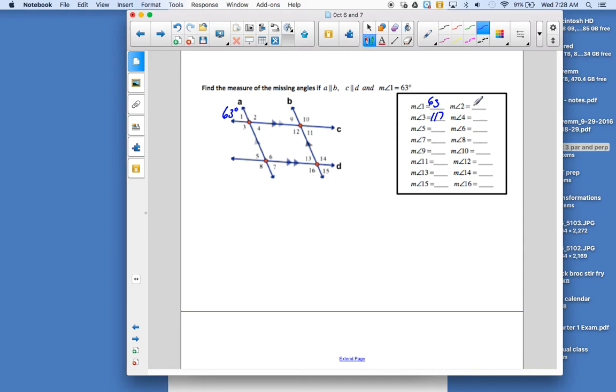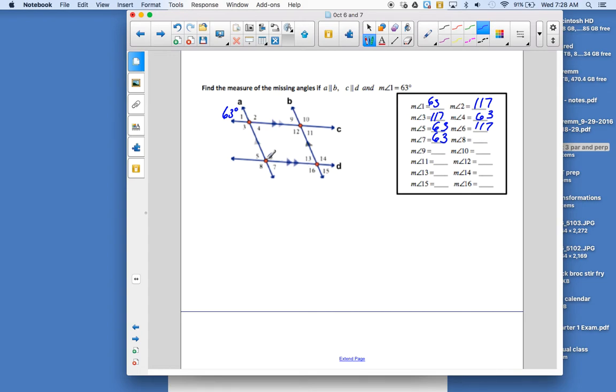So that would make angle 2, which is vertical to angle 3, that must be 117. And angle 4, which is vertical to angle 1, must be 63. Okay, angle 4 to angle 7, those are corresponding angles. So angle 7 and angle 4 are the same measure. And let's see, angle 2 and angle 6 are corresponding. So angle 6 has to be 117. And let's see, angle 5 and angle 1 are corresponding. So angle 5 is 63 degrees.